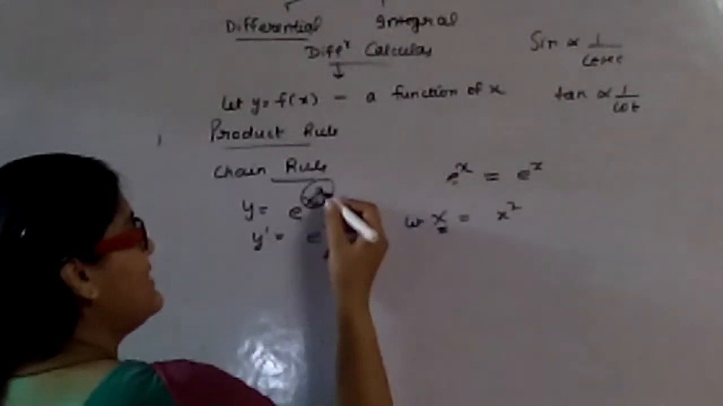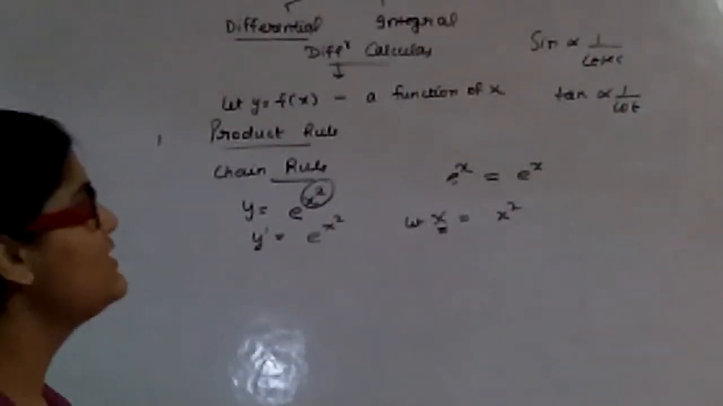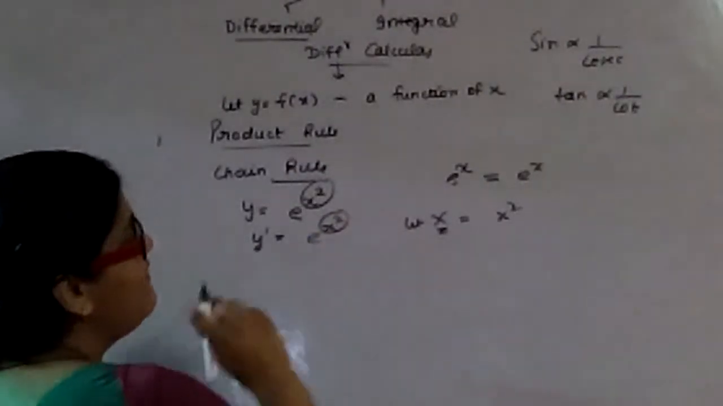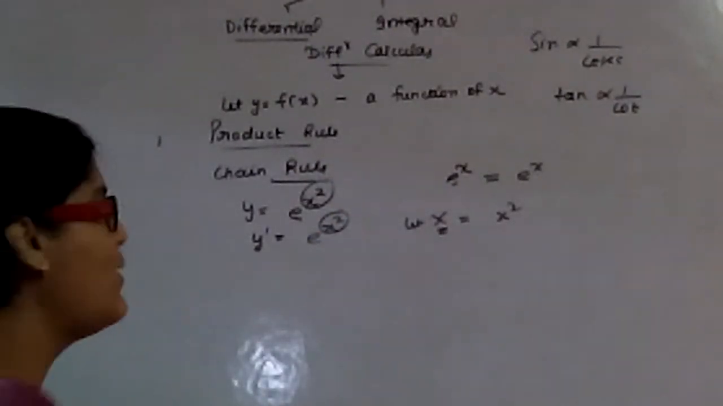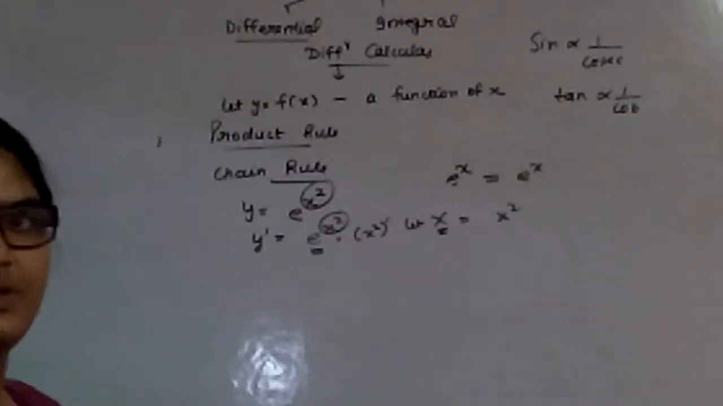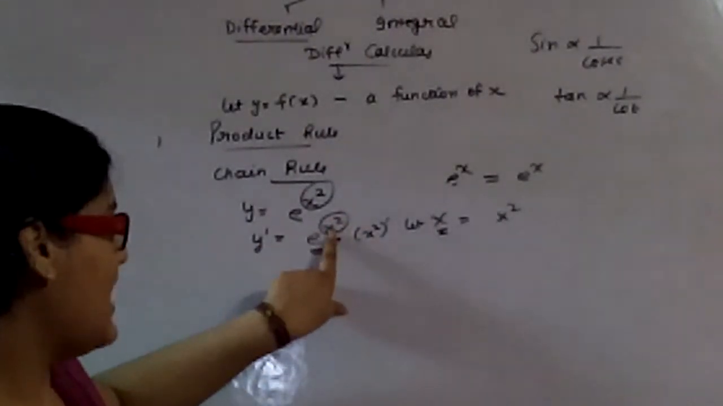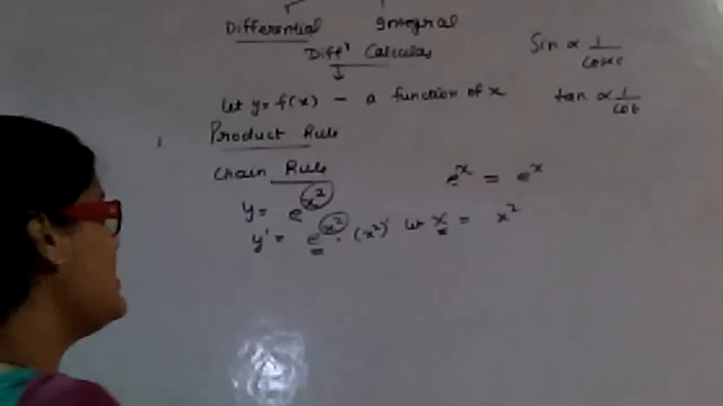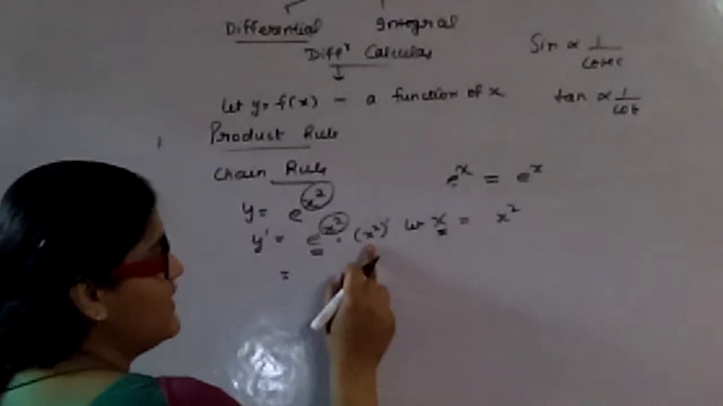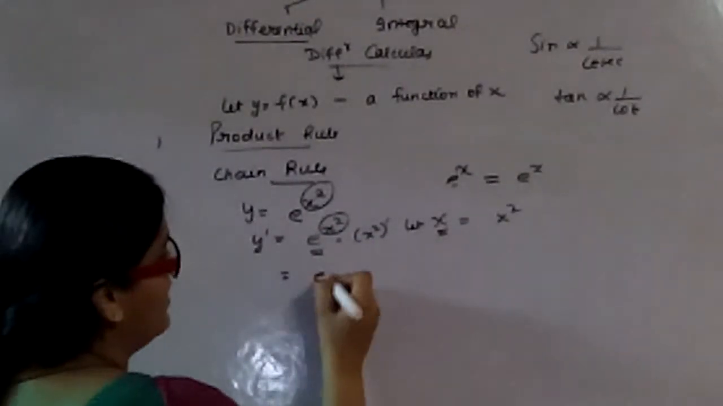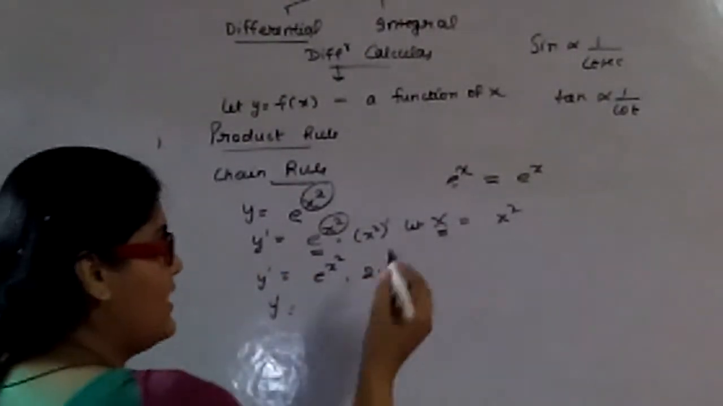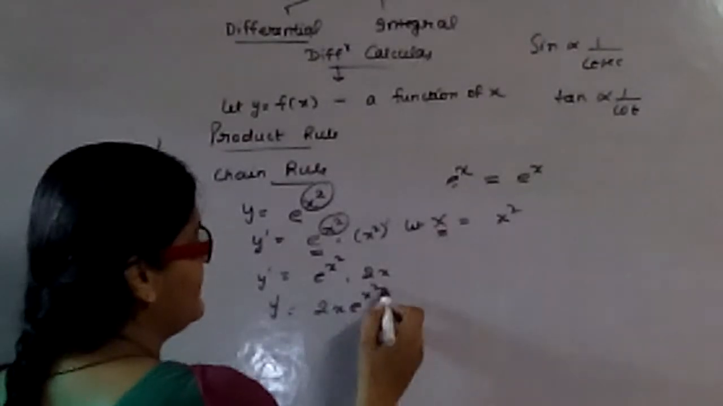So e raised to power x, we know the formula for e raised to power x for differentiation is e raised to power x. Now the variable which you assume x, you have to multiply that differentiation with the differentiation of that which you have assumed. Okay, means e raised to power x as it is, then differentiation of our new x, this becomes 2x. So okay, we get answer like this.